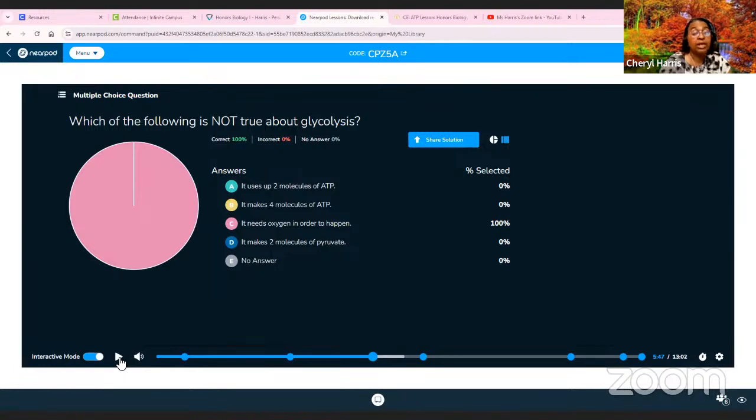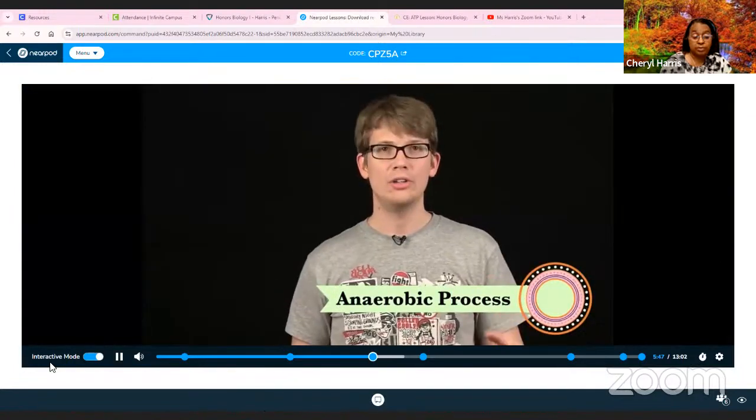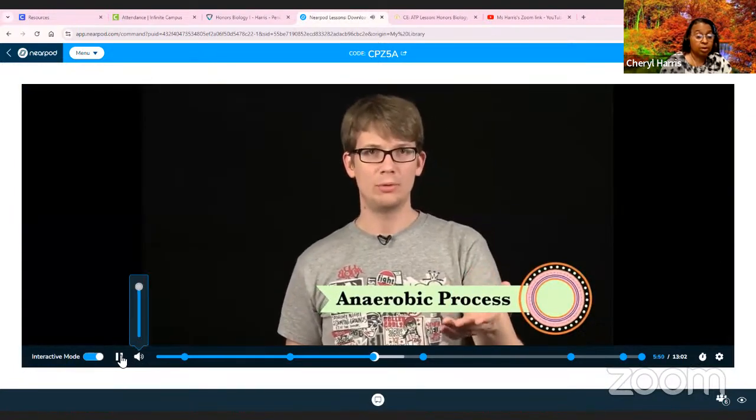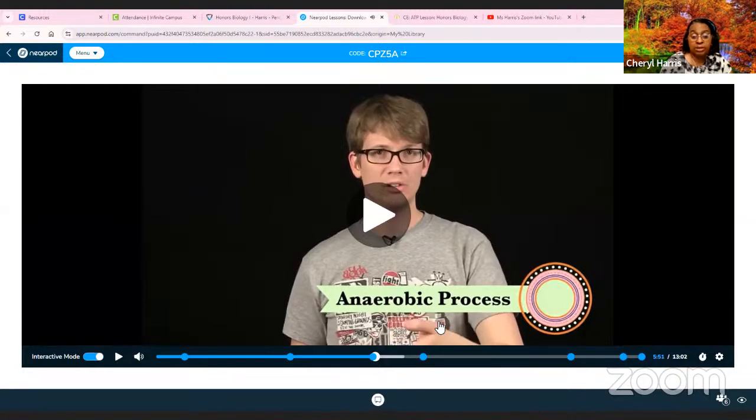All right, so the only thing it doesn't need at this point is oxygen. I'm going to say that again: anaerobic means without oxygen. There's a lot of vocabulary, so you've got to keep up with it. Anaerobic means without oxygen, so this process does not require oxygen. The first part of glycolysis requires oxygen, but not this part.